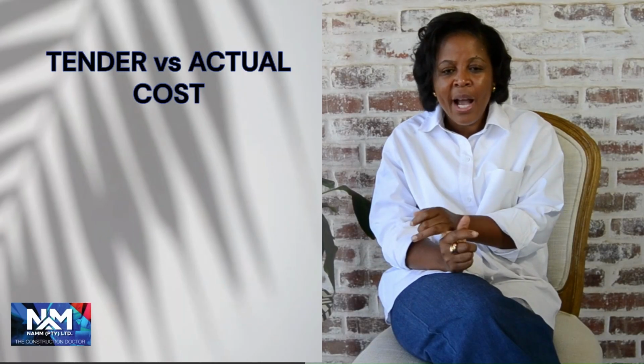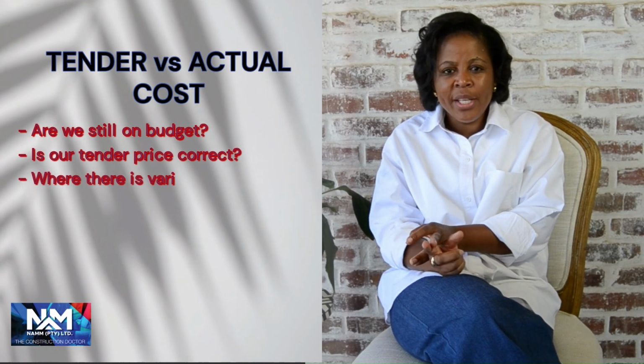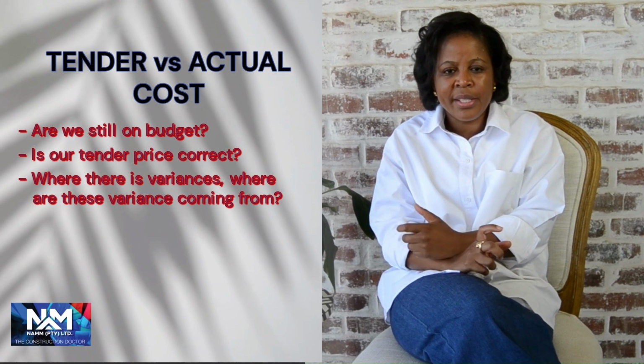So, let's say, for example, you are working for a contractor. When a contractor tenders, they put in a price, which is now their tender price, right? Once the project has started and they start buying and actually doing the work on site, then monthly they want to monitor against the tender price and what they are actually spending. This gives them the information to know: are we still on budget? Is our tender price correct? Where there are variances, where are these variances coming from?